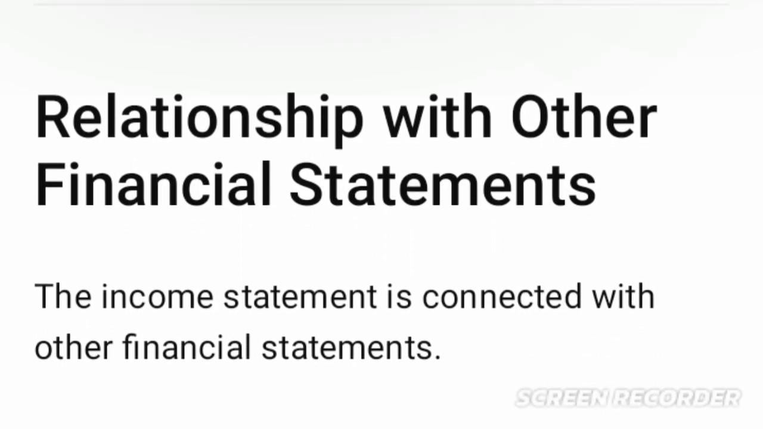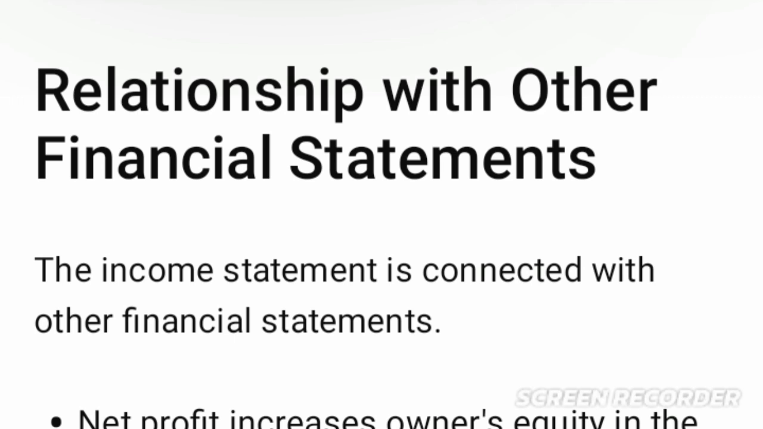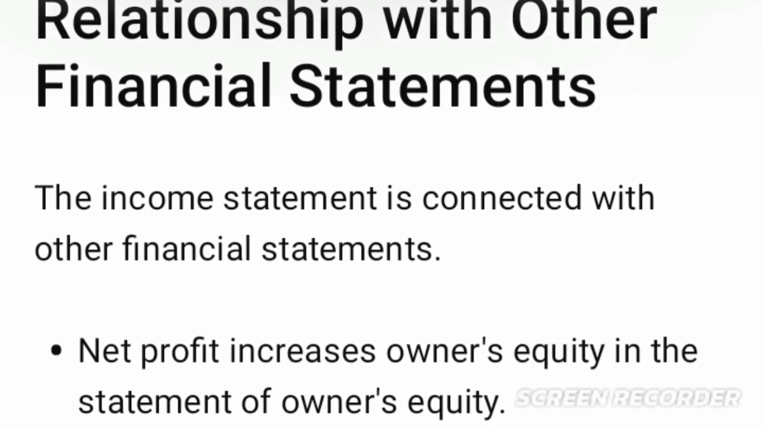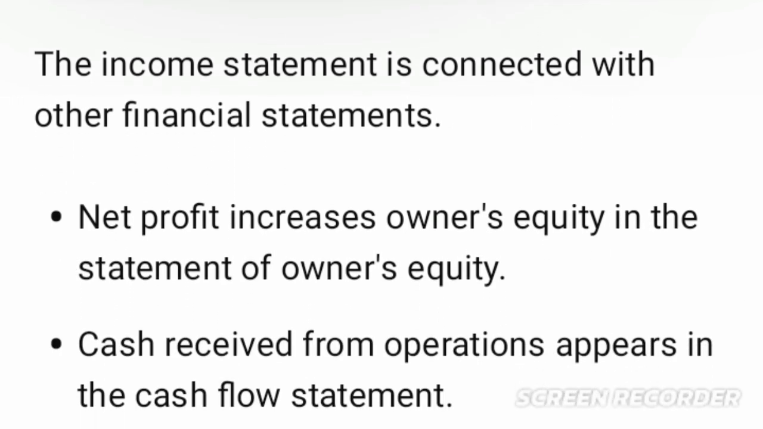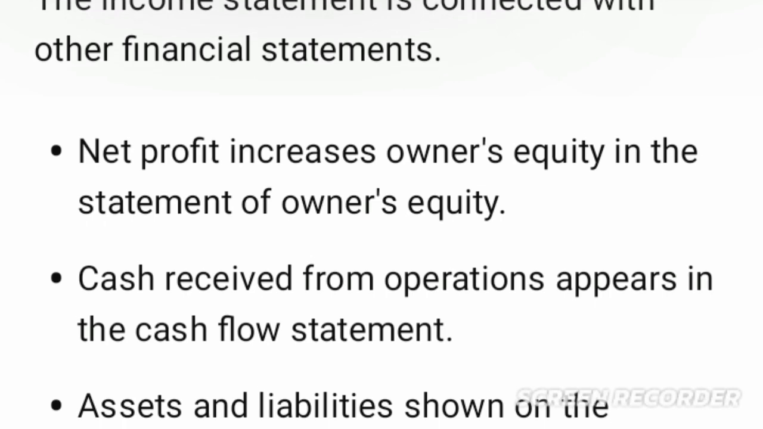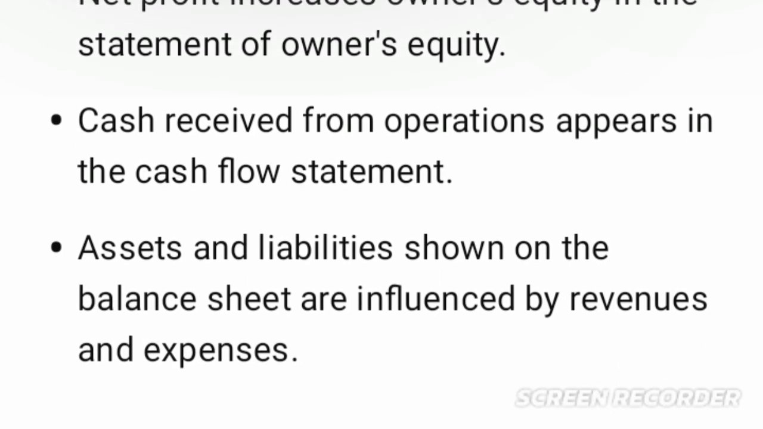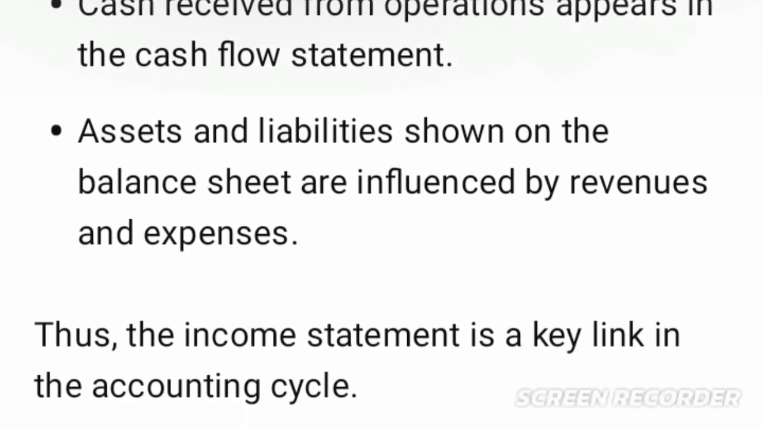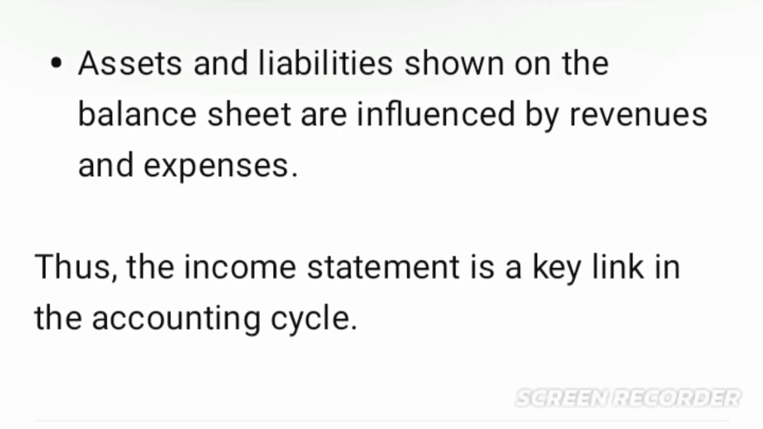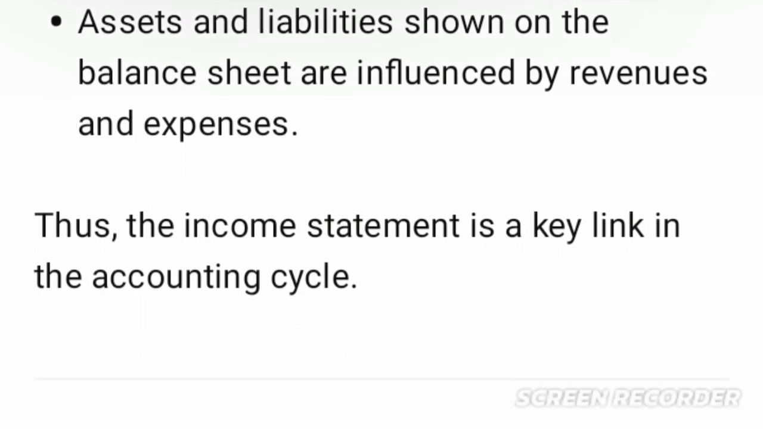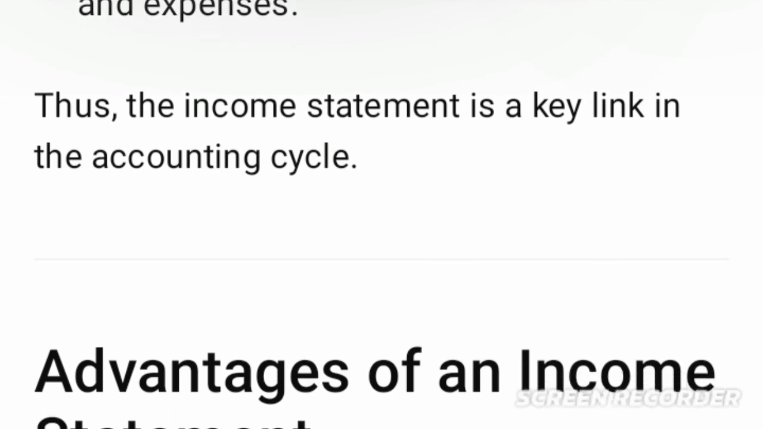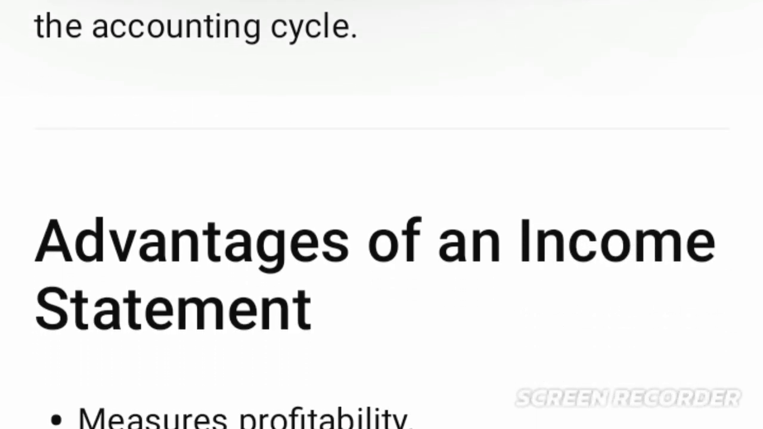Relationship with other financial statements. The income statement is connected with other financial statements. Net profit increases owner's equity in the statement of owner's equity. Cash received from operations appears in the cash flow statement. Assets and liabilities shown on the balance sheet are influenced by revenues and expenses. Thus, the income statement is a key link in the accounting cycle.